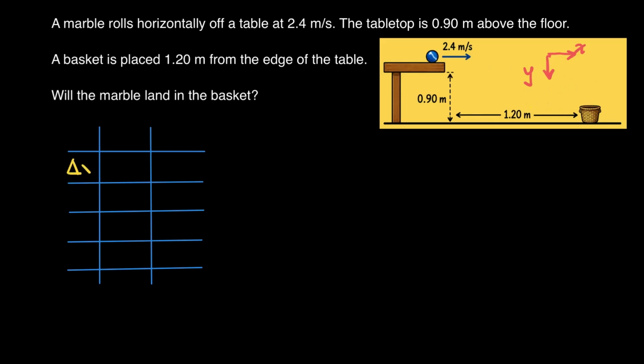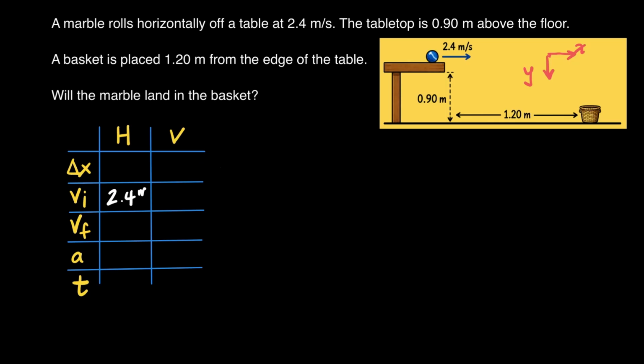Our next step is to create a variables chart, and this is super helpful because it helps us to organize all these numbers. Otherwise, it can be a little bit confusing. So I have these rows of variables: displacement, initial velocity, final velocity, acceleration, and time. And then I have these columns, one for horizontal motion and one for vertical motion. Remember that in projectile motion, the horizontal and the vertical motions are independent of each other.